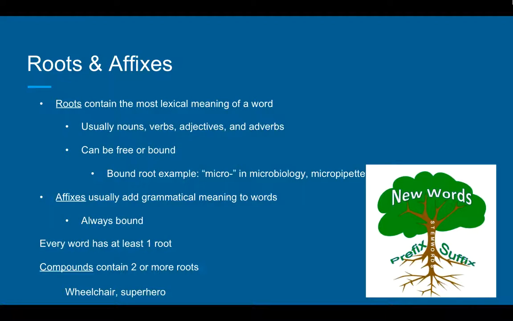So morphemes can also be divided up into either roots and affixes. Roots contain the most lexical meaning of a word, so they're usually nouns, verbs, adjectives, and adverbs, but they can also be bound, meaning they can't stand on their own. An example is the morpheme micro in the words microbiology and micropipette. So this word is a root because it holds the meaning of the word, but it's bound because it can't stand alone as only micro.